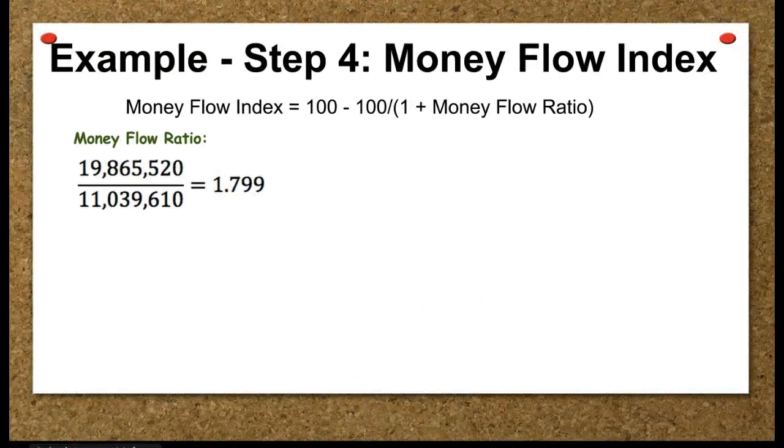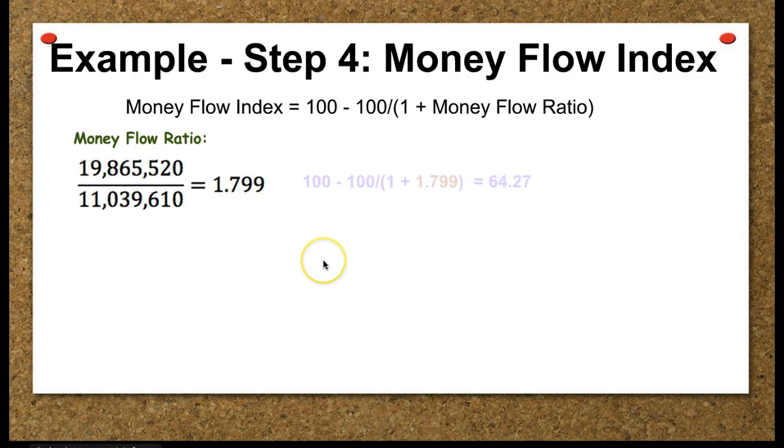Let's move on to step 4, the final step. This is calculating our money flow index. And here is the equation that I told you about. Make sure you write this down. It's 100 minus 100 divided by, parentheses, 1 plus our money flow ratio that we just calculated. The only thing difficult about this is that you follow order of operations. So we have to do the parentheses first, and then the division, and then finally the subtraction.